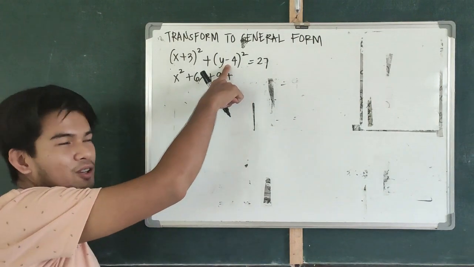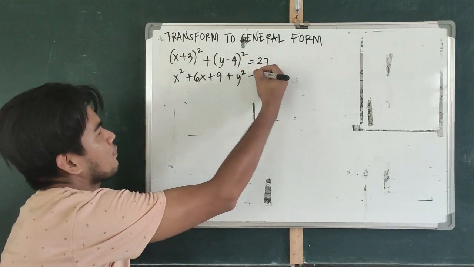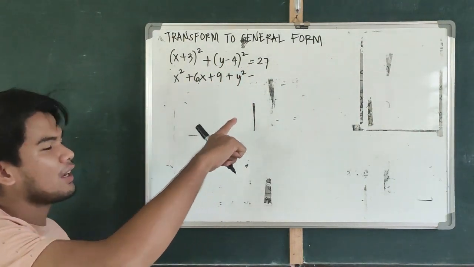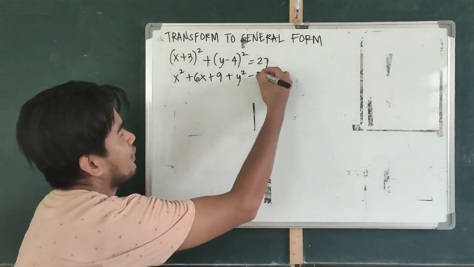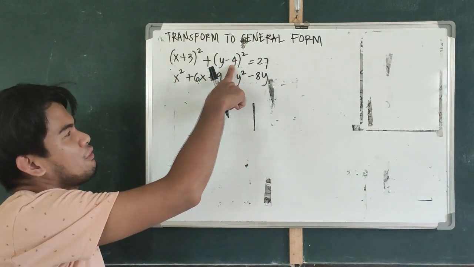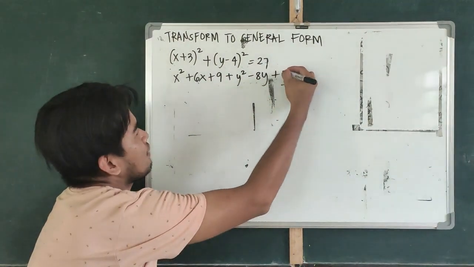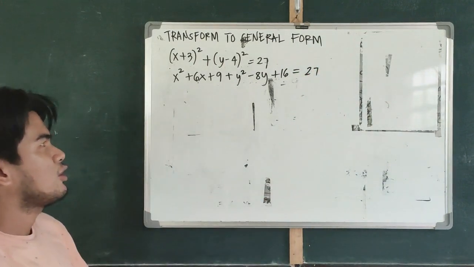And we proceed here. (y minus 4) squared. We have y times y is y squared. Then twice the product of y and negative 4 is negative 4 times y is negative 4y, times 2 is negative 8y. And then the last term will be the square of the last term of the binomial. Negative 4 times negative 4 is positive 16. Then is equal to 27.